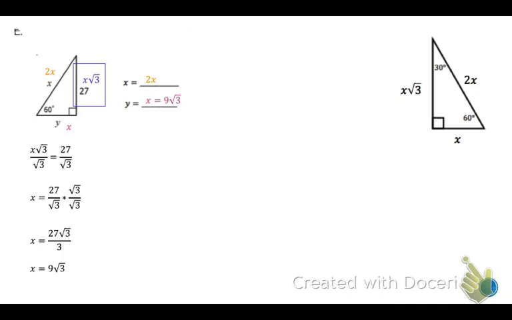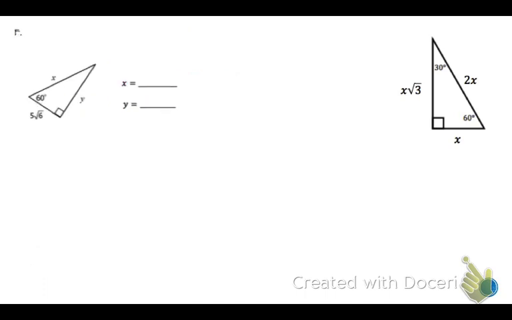So I have y equals x, which equals 9 square root of 3. So that part's done. And then the hypotenuse equals 2x. So I'm just going to have 2 times 9 square root of 3. Multiply that 2 and that 9 together, and you get 18 square root of 3. Okay? Let's do another one.